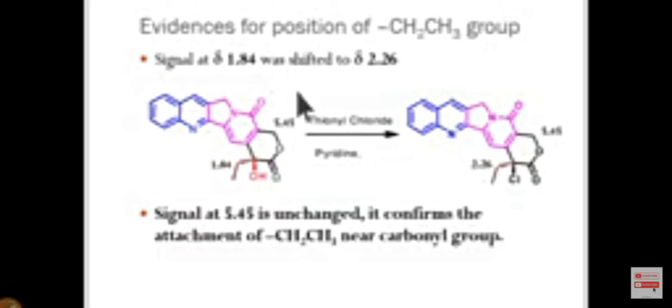The next evidence for the presence of the OH group is the monoacetate derivative. Just now we saw that they took the UV of that monoacetate derivative, and it is similar to that of the parent compound. This shows that the acetate formation has no effect on the conjugation. So there are 4 different evidences proving the presence of a tertiary alcohol group in camptothecin. Now let's see the next point.